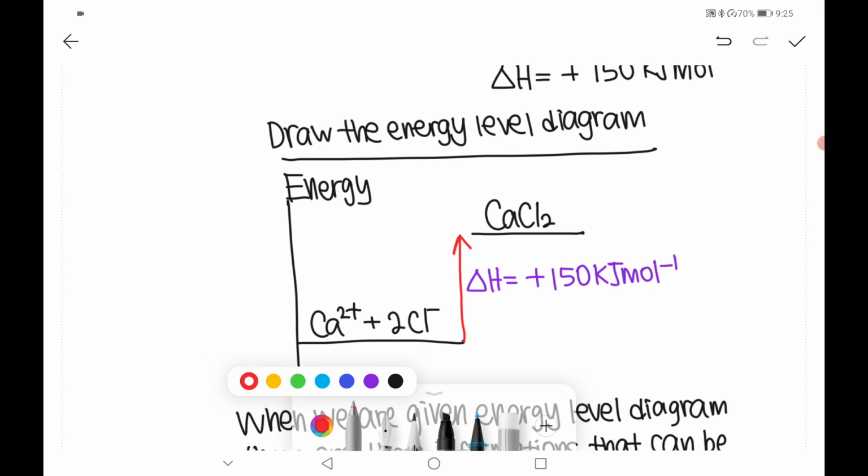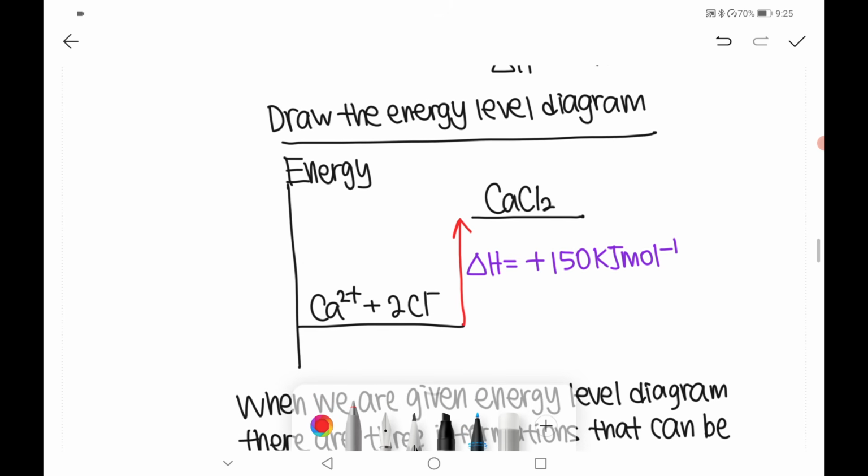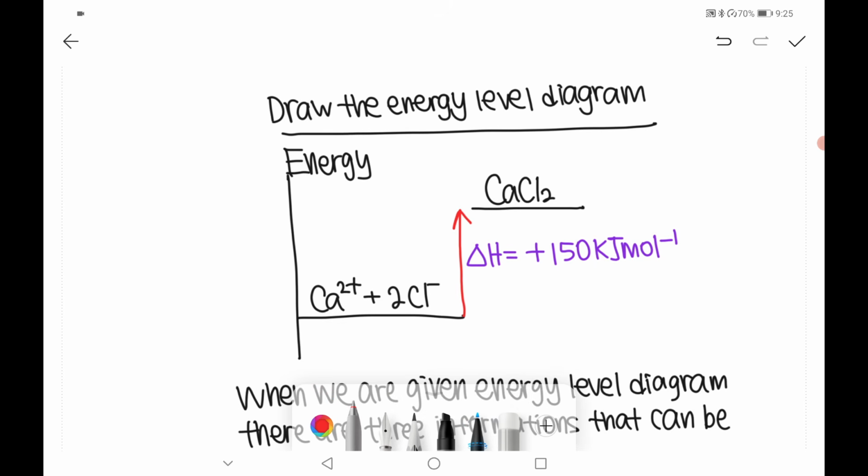If you're able to draw this energy level diagram, you should be able to score about 2 marks if they ask this question in the subjective section. In SPM, this is a very, very popular question.